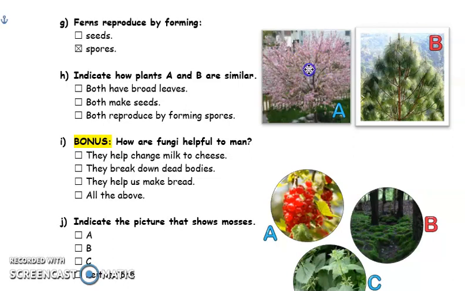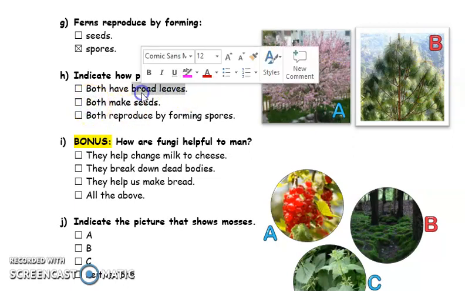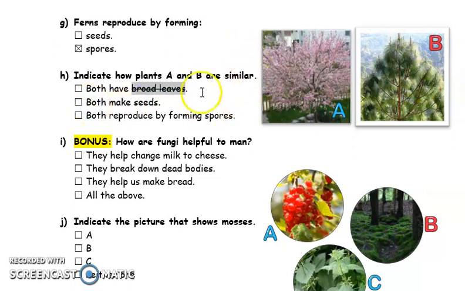How are plants A and B similar? Both are queens. The first one is a flowering queen. A is a flowering queen. B, as we can see, has some cones and needle leaves, so this is a conifer. Both have broad leaves? This is wrong. Since B is a conifer, B has needles.